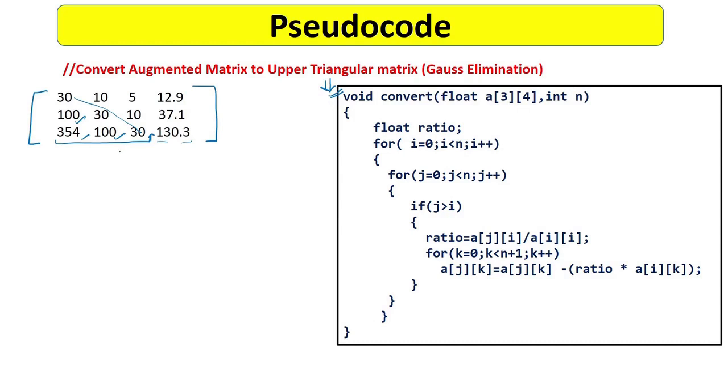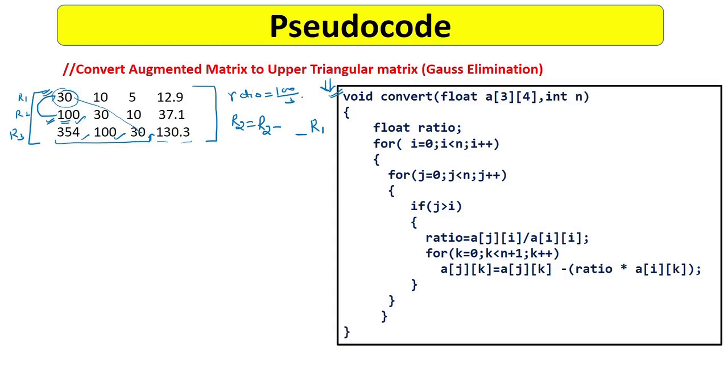The Gauss elimination method converts this matrix to the upper triangular matrix using row operations. So I will convert this 100 to 0 first. For that I have to first find the ratio, and then I will say R2 equals R2 minus ratio into R1. So the ratio will actually be this 100 upon 3, because I am working on this row and this row. I'm assuming this is row number 1, this is row number 2, and this is row number 3.